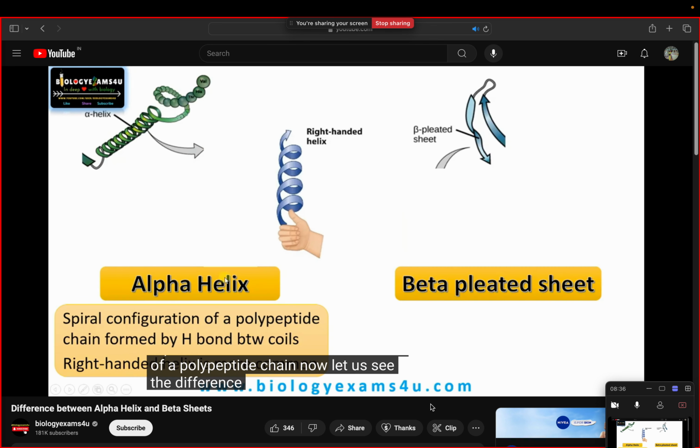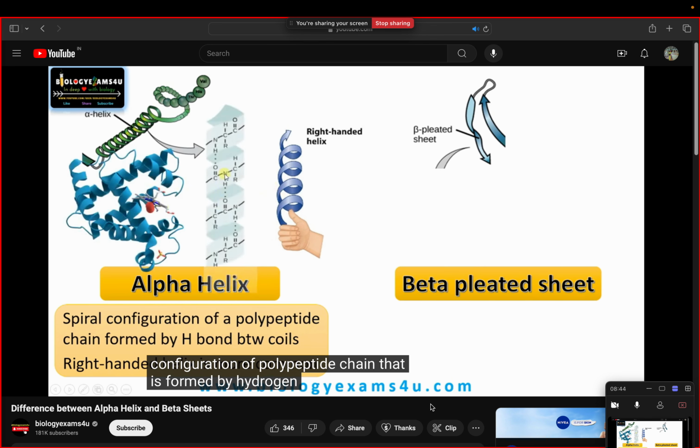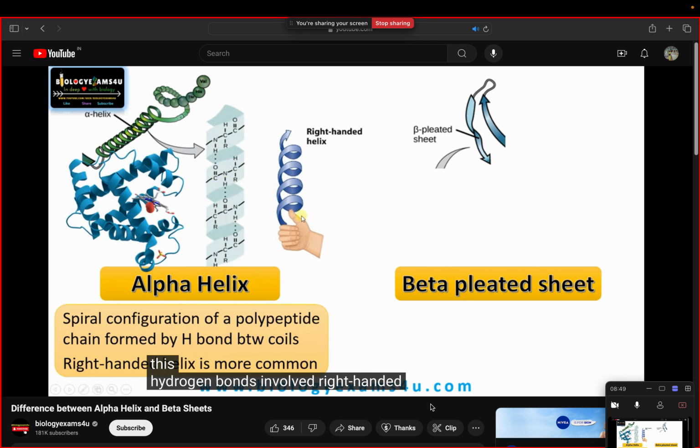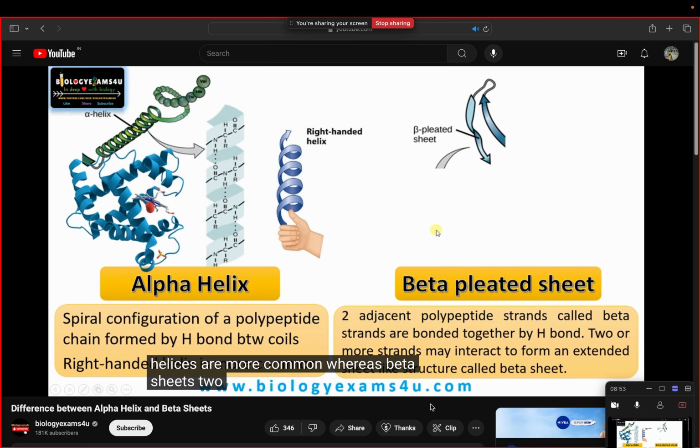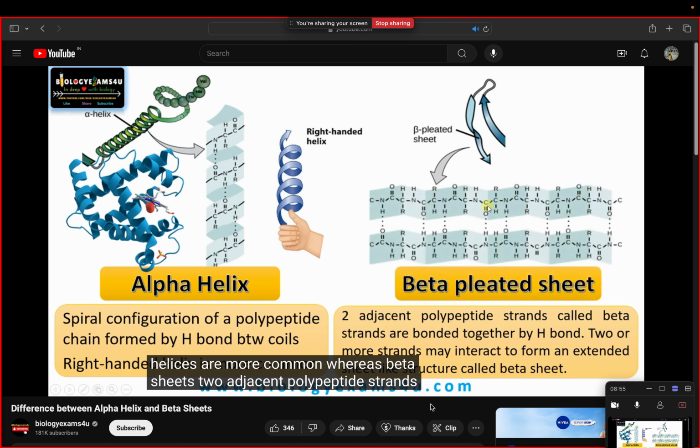Now let us see the difference between alpha helix and beta sheets. Alpha helix is a spiral configuration of the polypeptide chain that is formed by hydrogen bonds. As you see, these are the hydrogen bonds involved. Right-handed helices are more common, whereas in beta sheets, two adjacent polypeptide strands, called beta strands, are bonded by hydrogen bonds. So these two or more strands may interact together to form an extended sheet-like structure called the beta sheet.